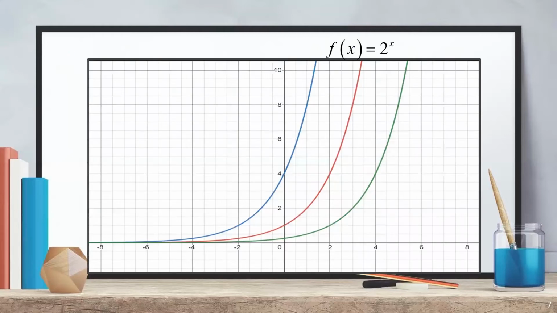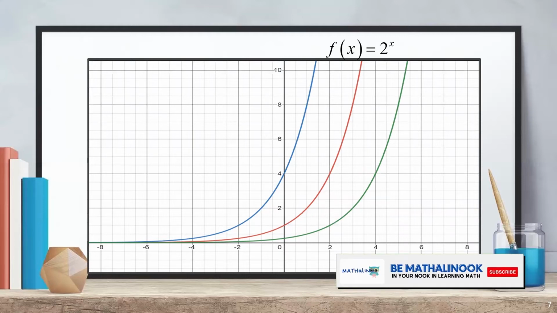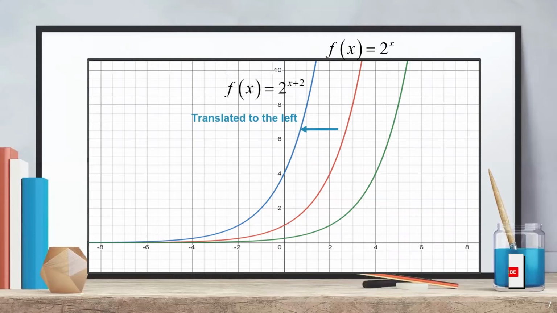On this one, the illustration shows graphs of three exponential functions. Again, the red graph represents f of x equals 2 raised to x. The blue one is the graph of f of x equals 2 raised to x plus 2. Notice the difference between the two functions. In the new function, we have added 2 in the exponent, and the graph translated to the left by 2 units as well. Moreover, the green graph represents f of x equals 2 raised to x minus 2.